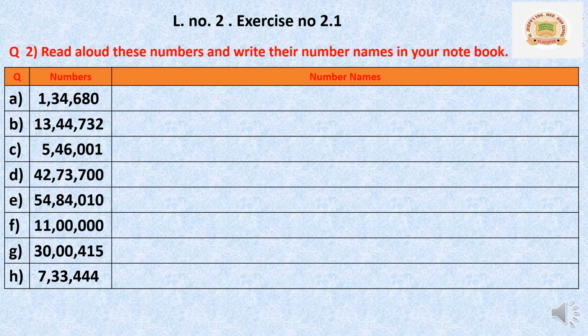So children, we have to read this number aloud, means we have to read it joragi, gattiyagi. So I am going to read this number very slowly. You have to also follow me. So children, let us begin the reading. First I'll read the number, then I'll write it in words. The first question, A, 1,34,680.